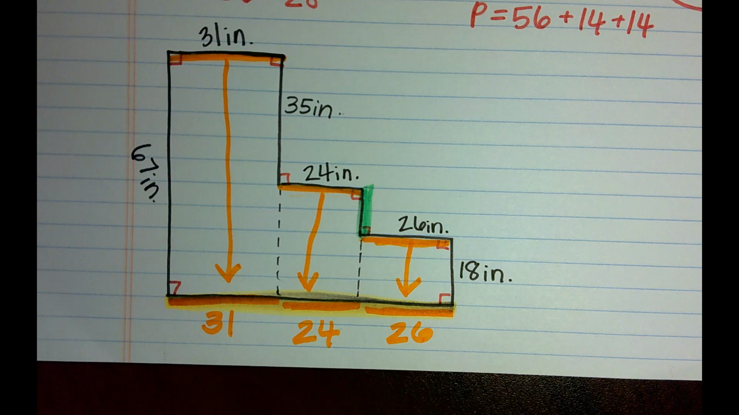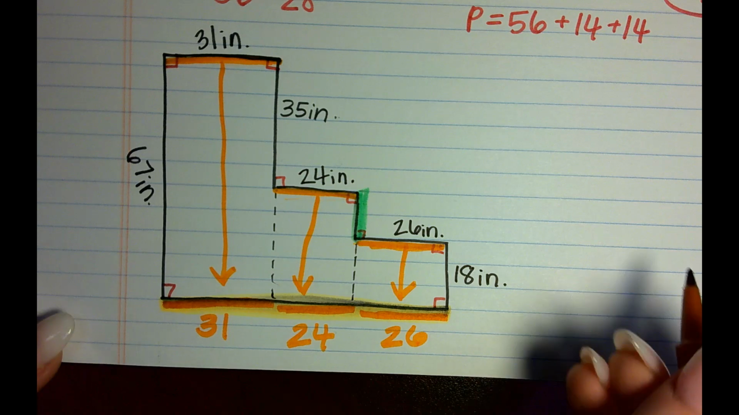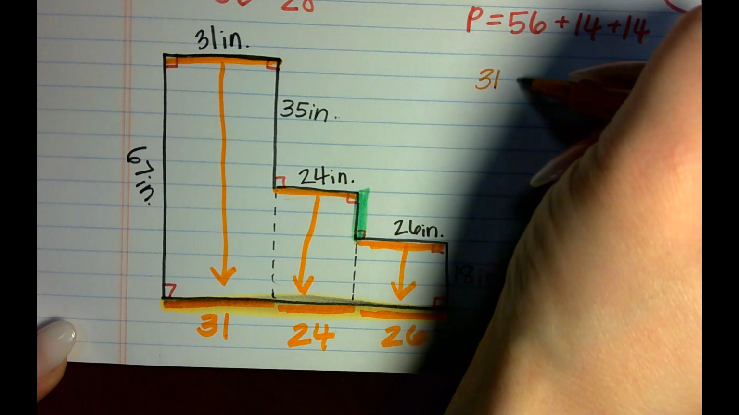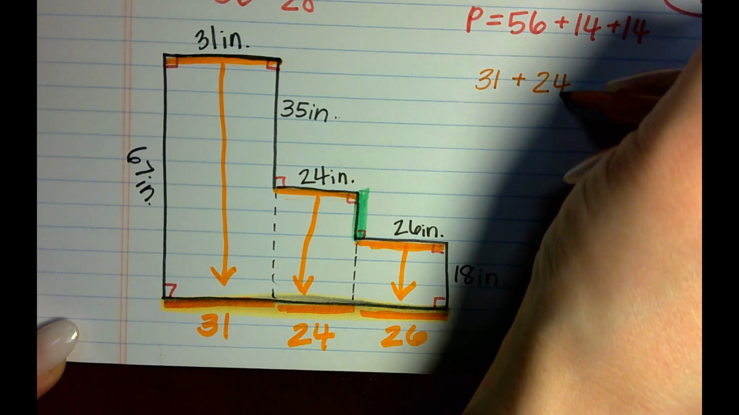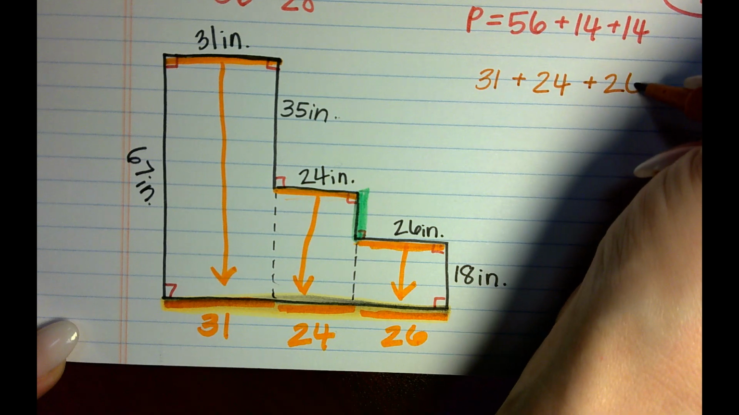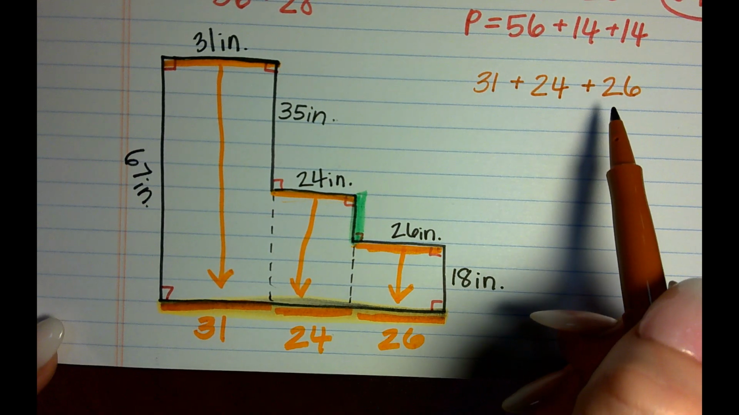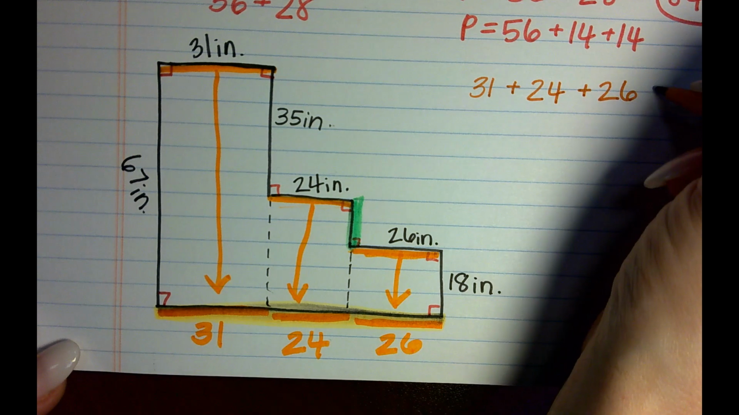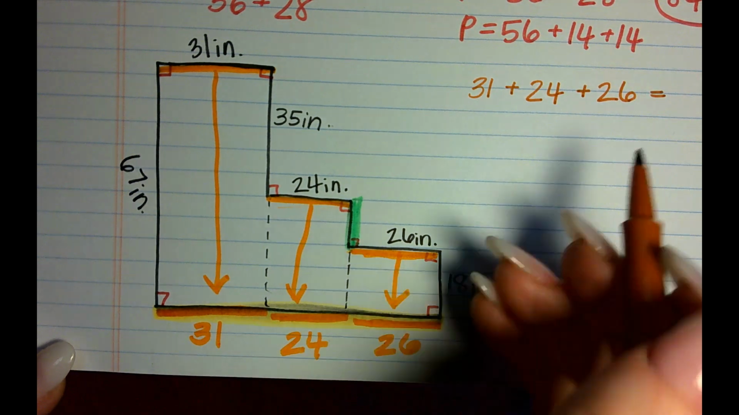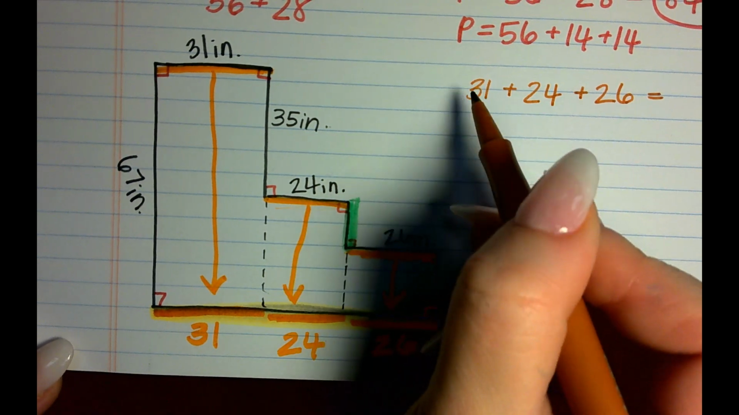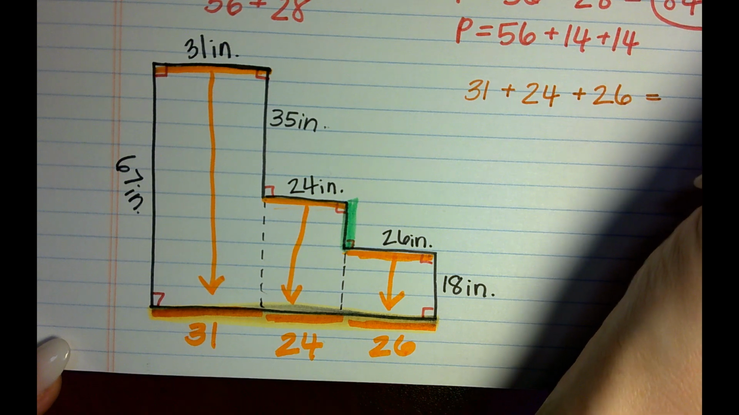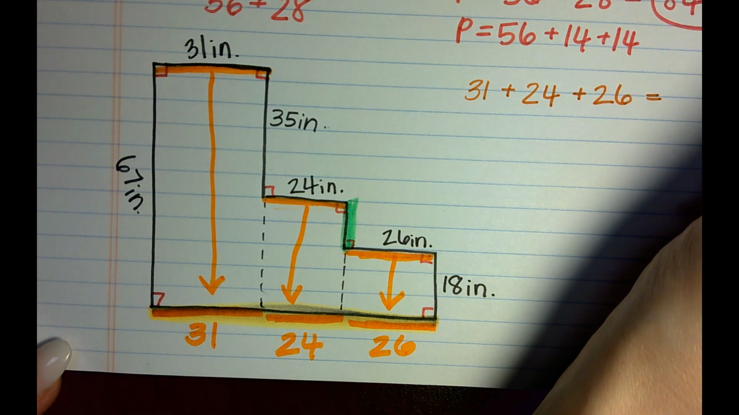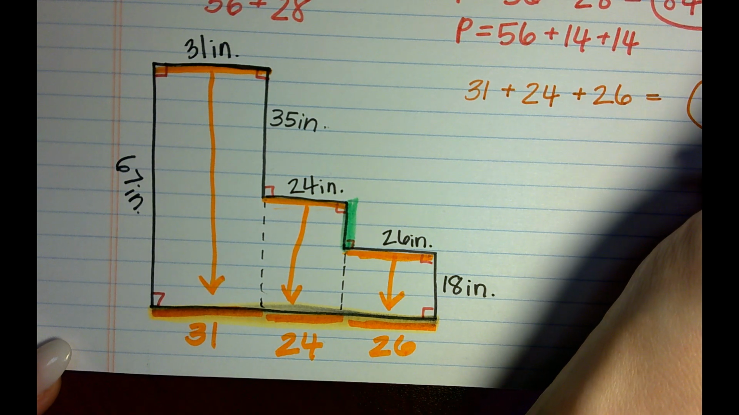Just add them together. That's all we're doing. I'm going to take 31 plus 24 plus 26. It's 81. So let's see. 6 plus 4 is 10 plus 1 is 11. 2 plus 2 is 4, 5, 6, 7, 8. That is correct. 81 inches.